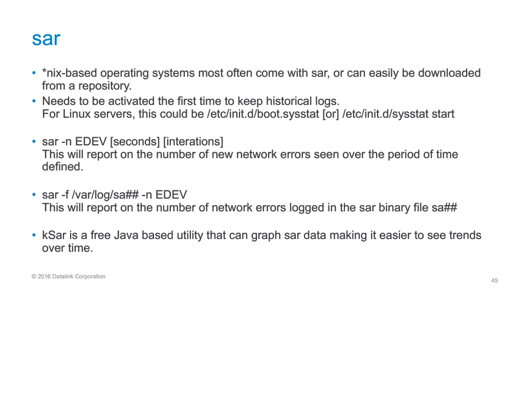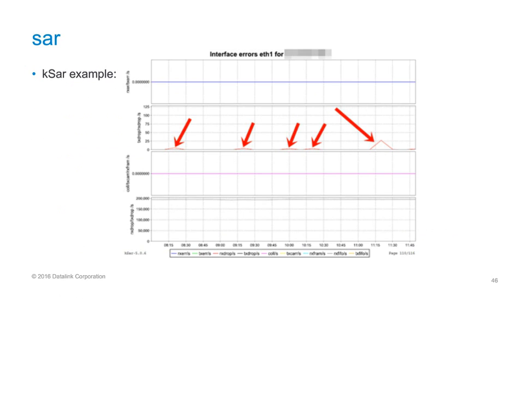And then there's also a utility that I like to use called KSAR, which is free. You can find it on the internet. It's been around for a number of years, and that will graph the SAR data to something like this. And then you can see those trends over time, because when you're looking at numbers, you may not be able to see the trends, but if you're able to graph like with KSAR, that can definitely aid in troubleshooting.